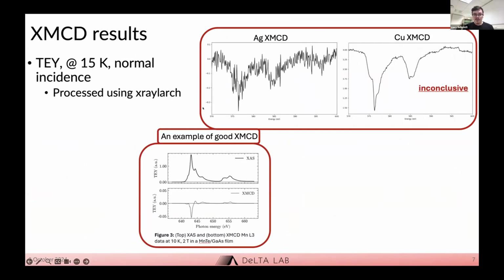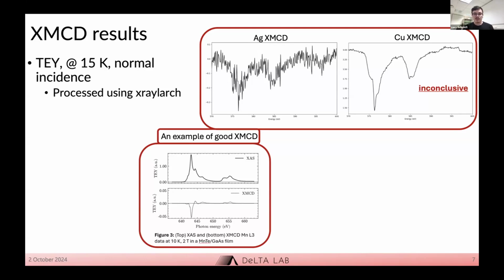An example of the quality of XMCD that we're looking for is shown here in the bottom left from our collaborators on the manganese telluride on gallium arsenide films, taken at the Deimos beamline at synchrotron Soleil. Despite not being as comprehensive as we would like, we do observe differences in the XAS spectra, as I was saying before, which highlight the differences in the electronic structure and support existing results.